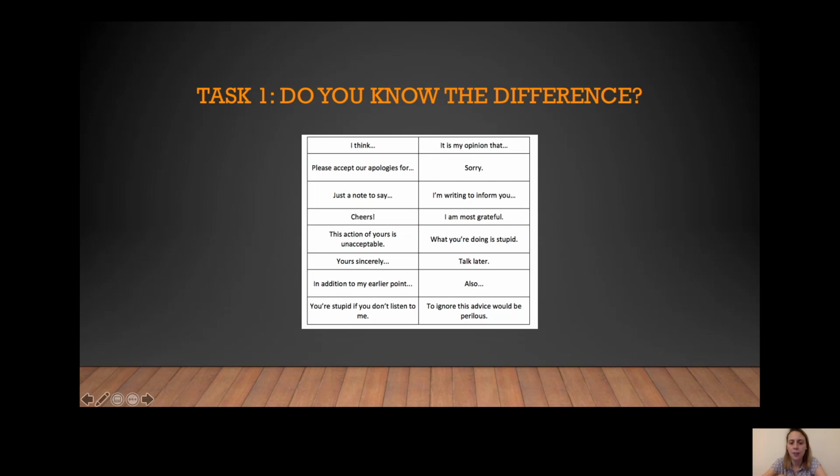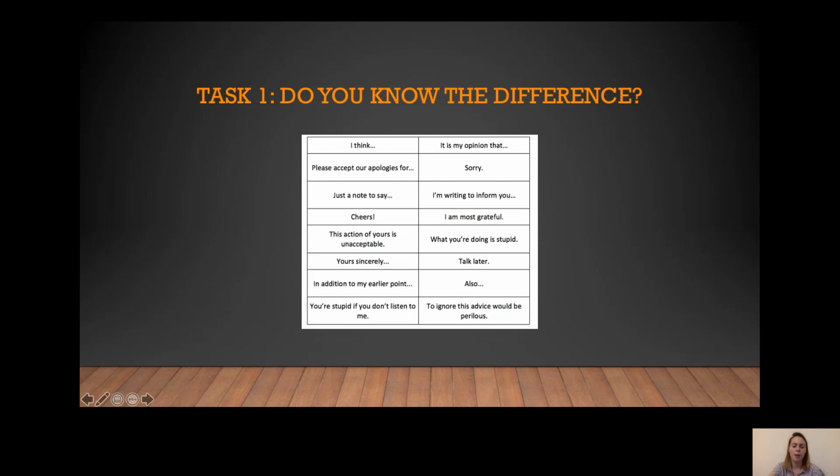Welcome back. You should have now created a table outlining your formal and informal examples. I'm going to go through them, and if you could mark your work to show me your understanding on Seesaw, that would be great. "Please accept our apologies" is formal, "sorry" is informal. "Just a note to say" is informal, "I'm writing to inform you" is formal. "Cheers" is informal. "I am most grateful" is formal. "This action of yours is unacceptable" is very formal. "What you're doing is stupid" is informal. "Yours sincerely" is formal. "Talk later" is informal.